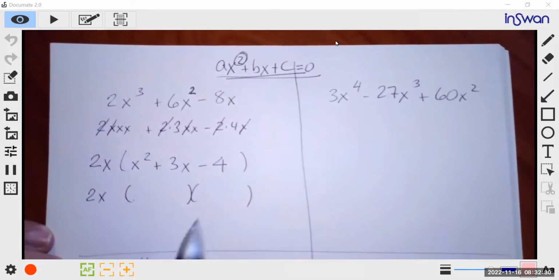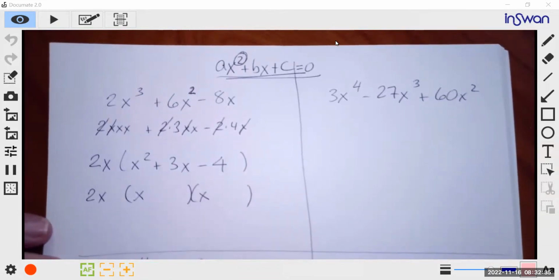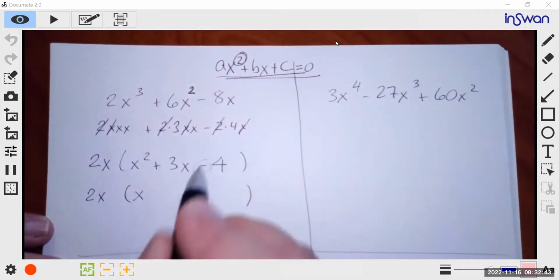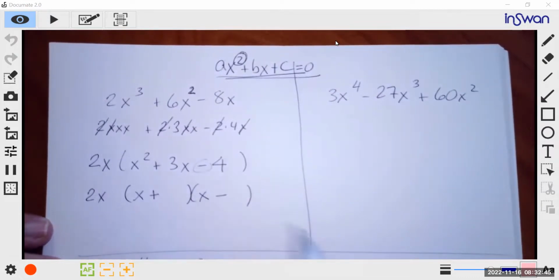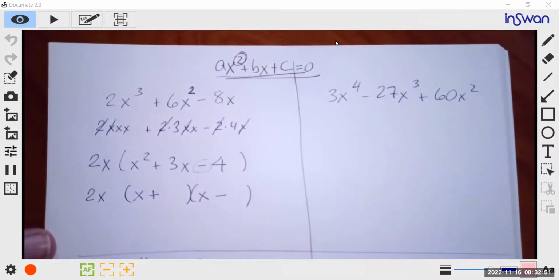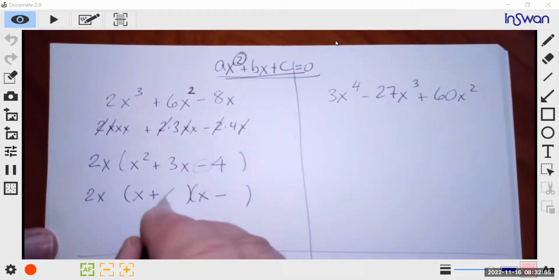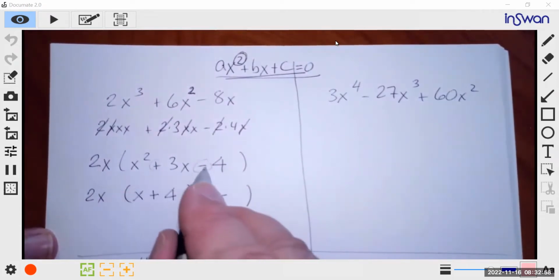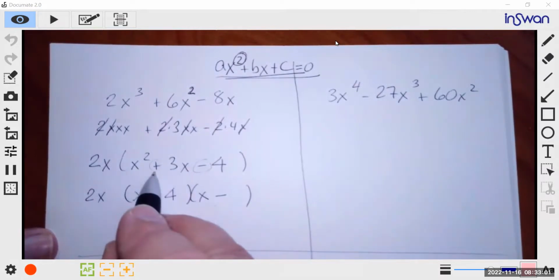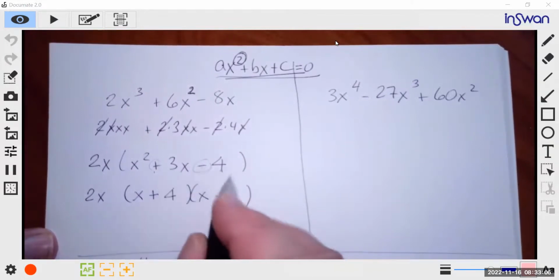So what goes in the first spot? X and X. What signs? Yeah, since the second sign is a minus, they're opposite. One's plus, one's minus. What numbers go in there? And where does the 4 go? 4 goes in next to the plus because they're opposite signs. The bigger number gets a plus. 4 times 1 is 4. 4 minus 1 is 3.